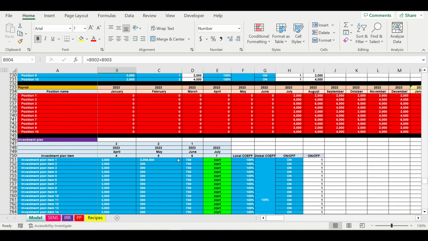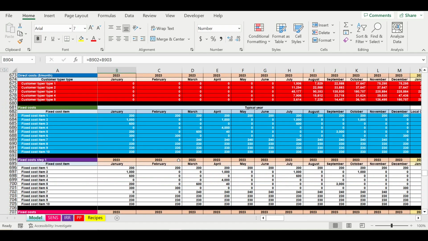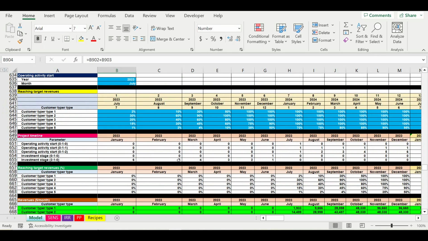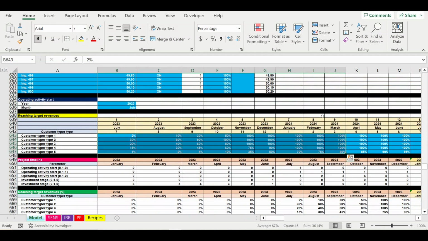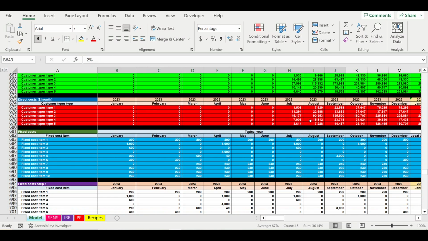get the maximum of revenues right from the first month of operating activity. That's why you will face operating losses, and by using this table you will be able to calculate the amount of these losses, plus the amount of money that you will have to finance during the investment stage. So then we are moving to fixed expenses, fixed costs.